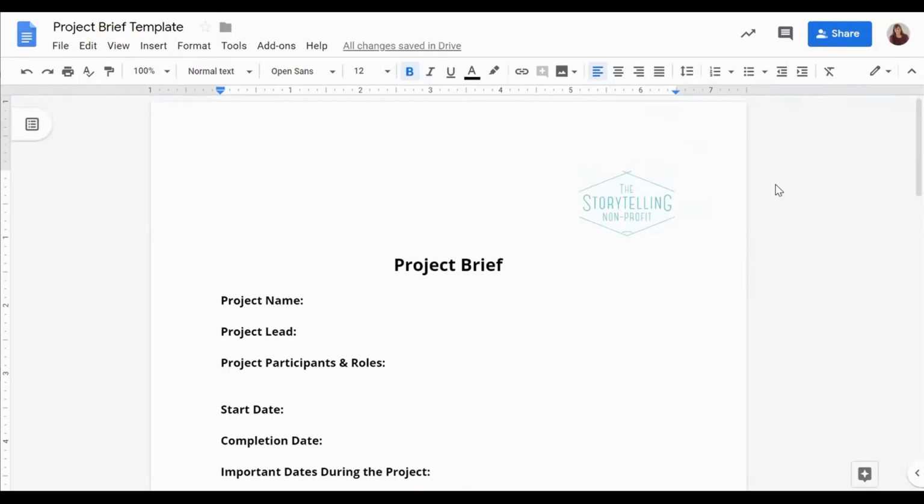All right, so this is what my standard project brief template looks like. I like to customize mine with my own branding and colors and fonts, and you can do the same for your organization as well if you want to keep things on brand. So I put my logo up at the top and we use our fonts as well.